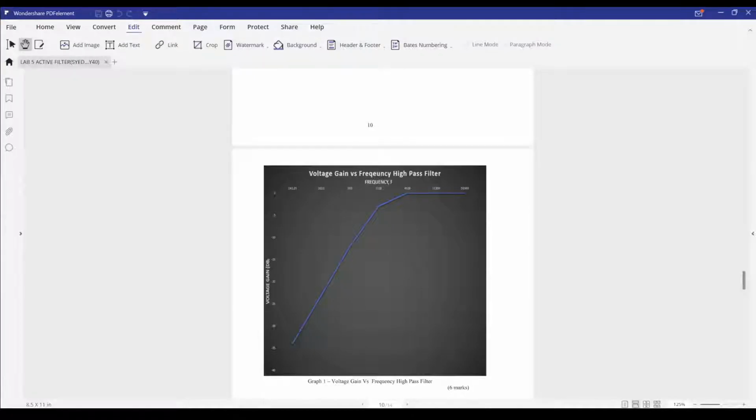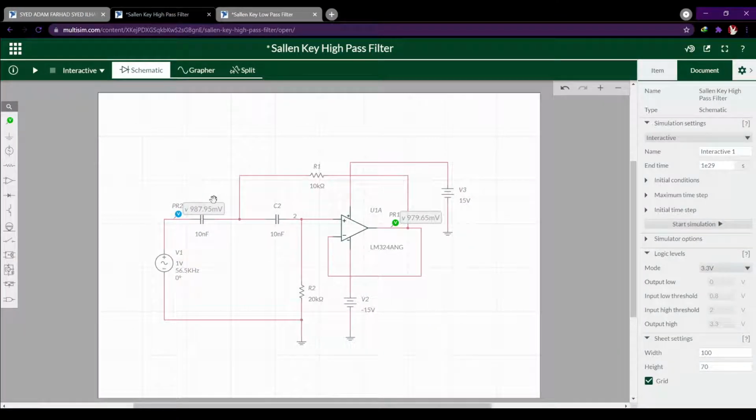Before I end, let's say we have a second order Sallen-Key. As you know, a second order Sallen-Key has two poles. One pole is equal to negative 20 dB per decade. So if we have two poles, it means we have 40 dB per decade for the graph.